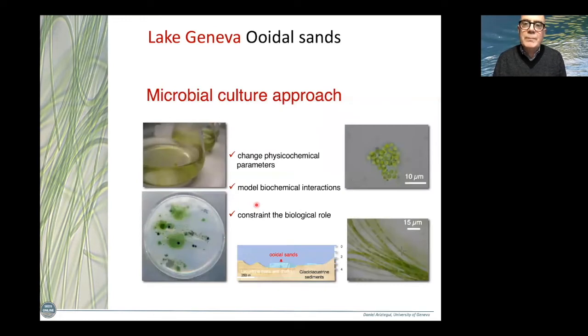But the nice thing of this experiment is that then you can pick the living microbes from your slide, and you can grow them in the lab. And we have done these liquid and solid cultures. And why do we do that? Because if we have the organisms, if we identify them, we can change the physicochemical parameters and run different experiments in the lab. Then we can model biochemical interactions, and then we can constrain the biological role. That is what we wanted to do.